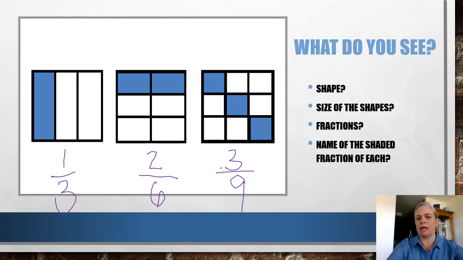Do you notice that any of them might have something in common? If I rearranged the way some of these shapes are facing or the way that they're shaded, do you think that we could compare these? If I look at this first one for 1/3, and I know that all the other shapes are the same size shape, if I could imagine sliding this shaded part there and this shaded part there, maybe else. Can you see a connection between 3/9 and 1/3?